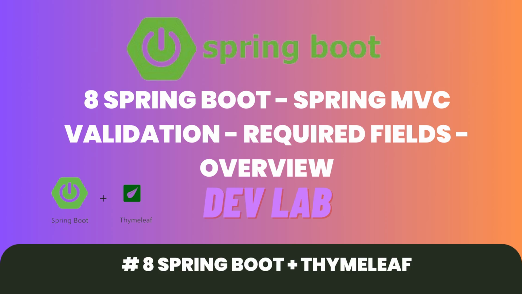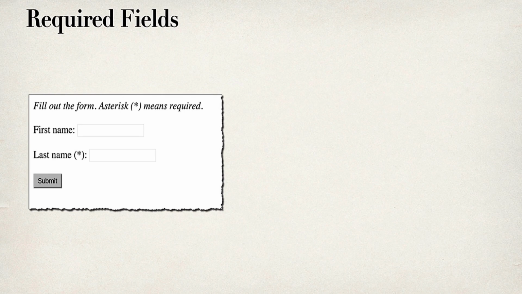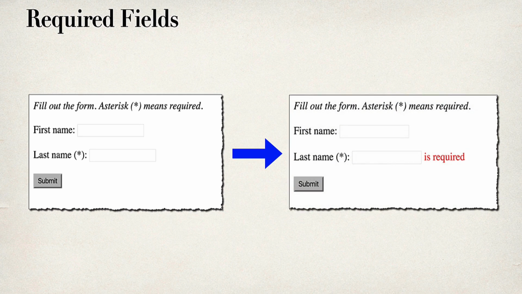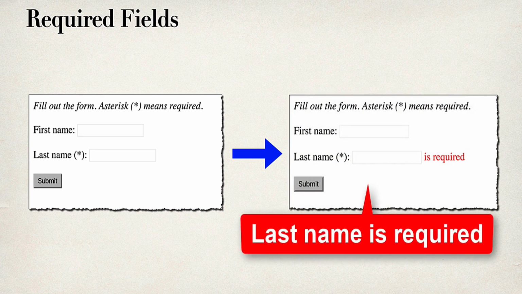In this video, we're going to learn about Spring MVC form validation for required fields. What we'll do here is we'll have this example. We'll have a form where we ask for a customer's first name and last name. And here what we'd like to do is make the last name required. So if they hit the submit button with an empty form, then we'll give an error message saying, hey, last name is required.